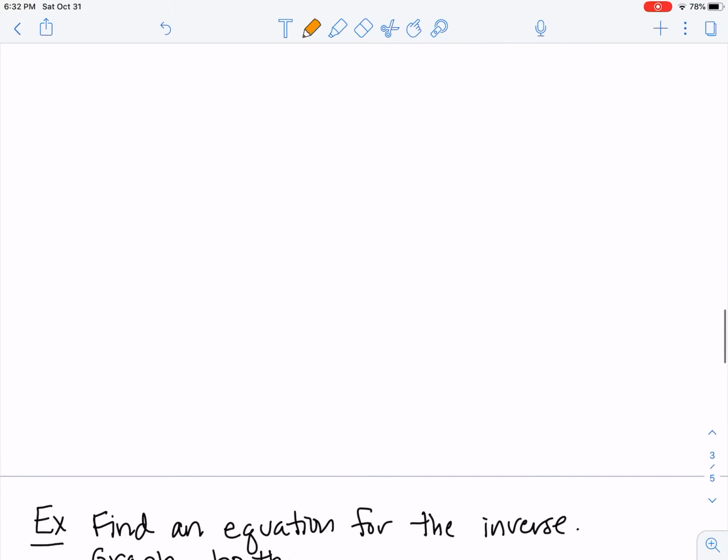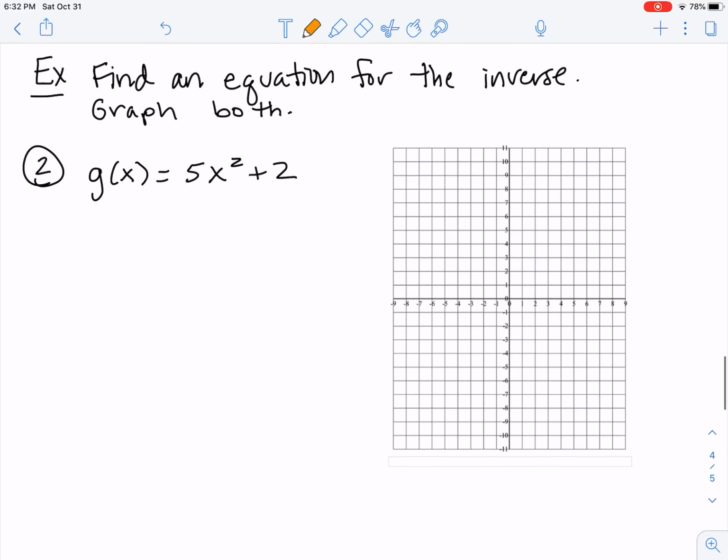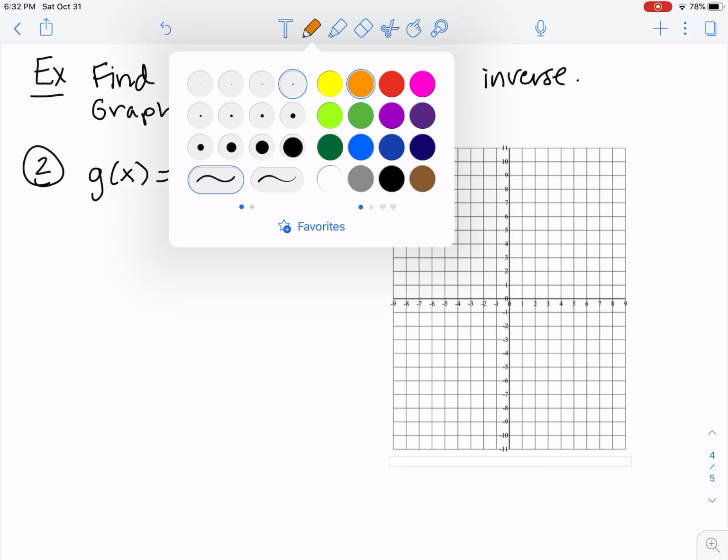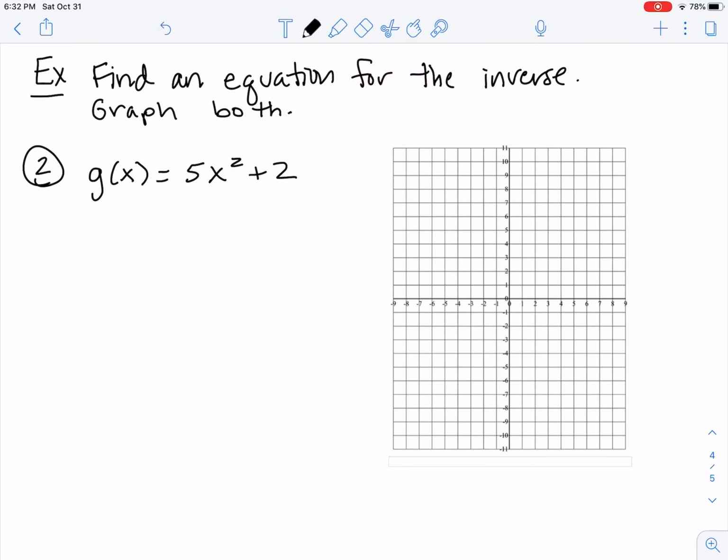All right, let's do one more here. It says find the equation for the inverse. Notice here we've got a quadratic. For this quadratic, we're going to graph it, and we're going to find the inverse. So I'm going to graph this function. It has a y-intercept of 2. When I plug in 1, I get 7. When I plug in -1, I get 7. And here is the parabola.